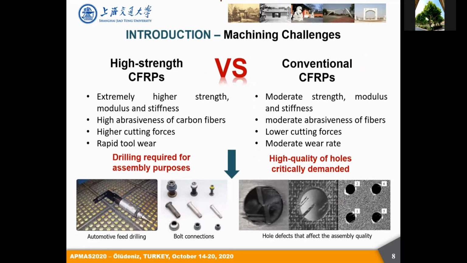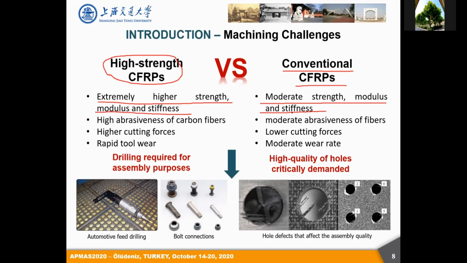Some people will ask what the difference is between conventional CFRPs and high-strength CFRPs. This slide presents some of their different characteristics. High-strength CFRP composites exhibit extremely high strength, high modulus, and high stiffness. By contrast, conventional CFRP shows moderate strength, modulus, and stiffness. So the machining of high-strength CFRPs shows more difficulties than the machining of conventional CFRPs.